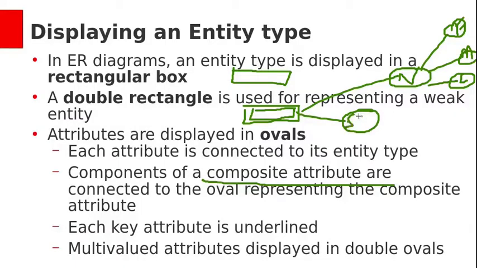SSN is the key attribute. Key attributes will be underlined within the ER model, so SSN will be represented with an underline. And multi-valued attributes, like, suppose you take phone number for employee, one employee can have more than one phone, so this will be represented with a double oval.